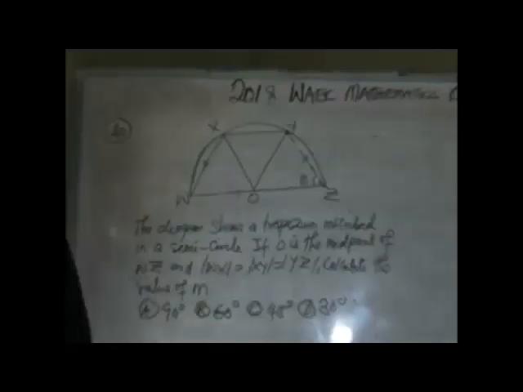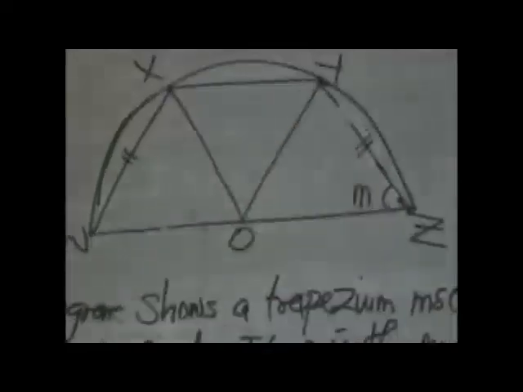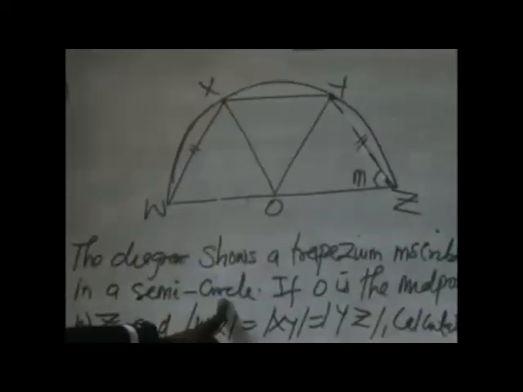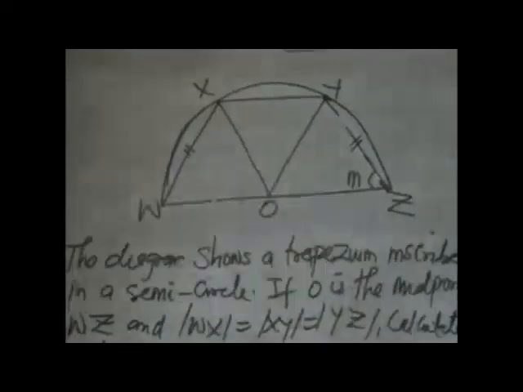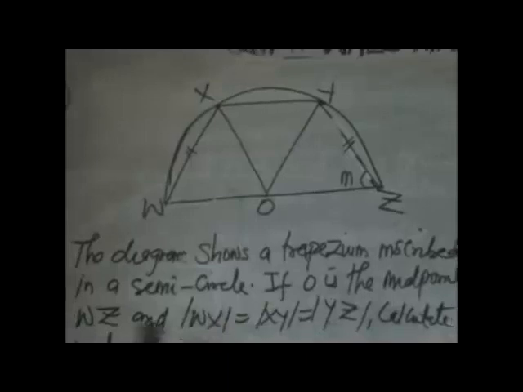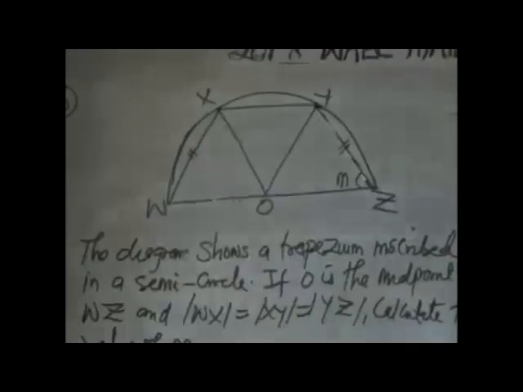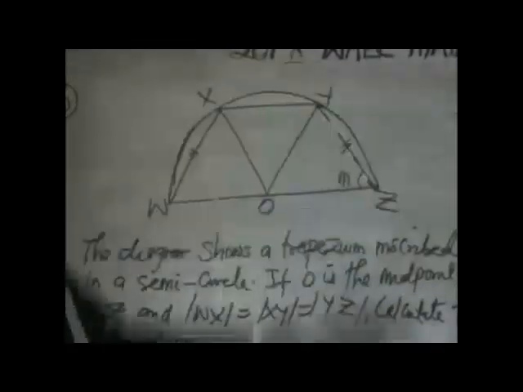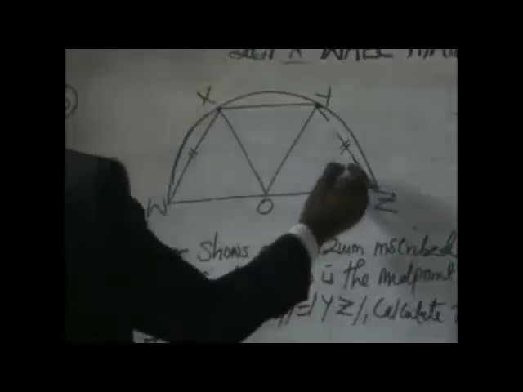Now, this is question 40 of the 2018 WAEC mathematics questions. This is the diagram. They said the diagram shows a trapezium inscribed in a semicircle. This is a semicircle, half of a circle, and this is a trapezium. So if O is the midpoint of WX, and of WZ, and WS is equal to XY is equal to YZ, calculate the value of M. This M degree is what we are looking for.